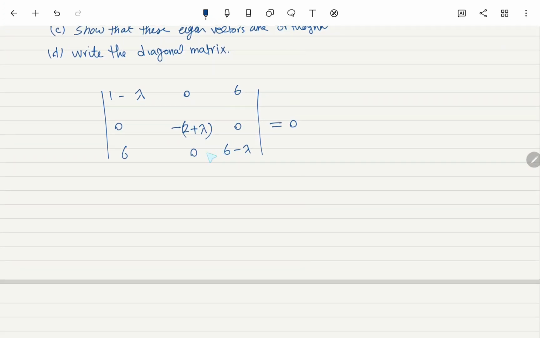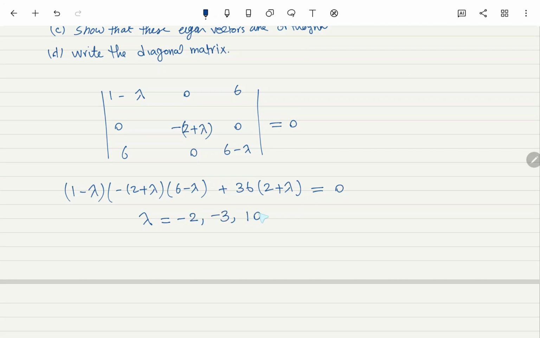Upon solving this, 1 minus lambda times minus 2 minus lambda times 6 minus lambda, plus 36 times 2 plus lambda, all equal to 0. And from this equation, we will get lambda equal to minus 2, minus 3, and 10.